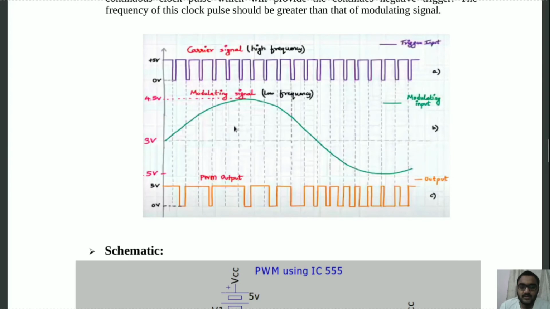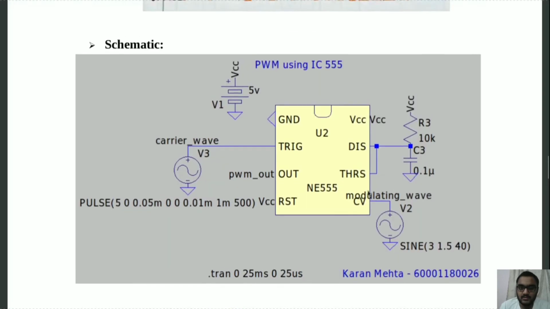Now as you can see in this waveform, when the amplitude of this modulating signal is high, the width of the output pulse is also very high, and as soon as the amplitude of the modulating signal decreases, the width of this output pulse also decreases. So this is the schematic for PWM generation using IC555. Now let's see the same schematic in the LTspice window.